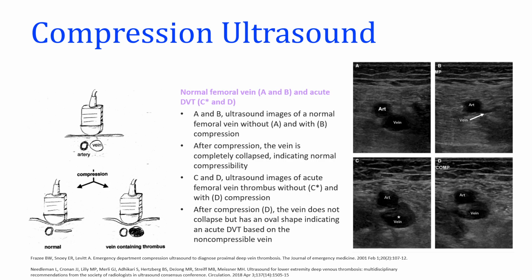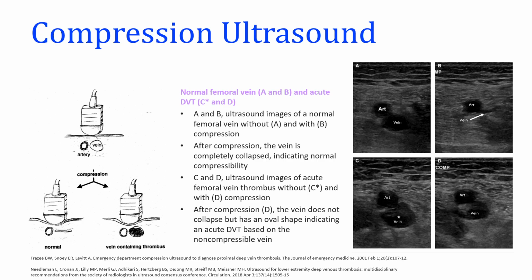This slide further illustrates the principle of compression ultrasound used to diagnose DVT. On the left, the schematic shows how downward pressure from the ultrasound probe compresses a normal vein, causing it to collapse completely. If a thrombus is present, the vein fails to compress, which is a key diagnostic sign of DVT. On the right, the ultrasound images demonstrate this concept clinically. In the normal femoral vein, the vein collapses fully with compression, as seen in image B.